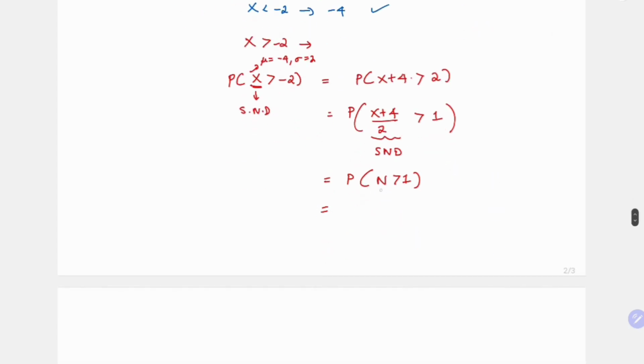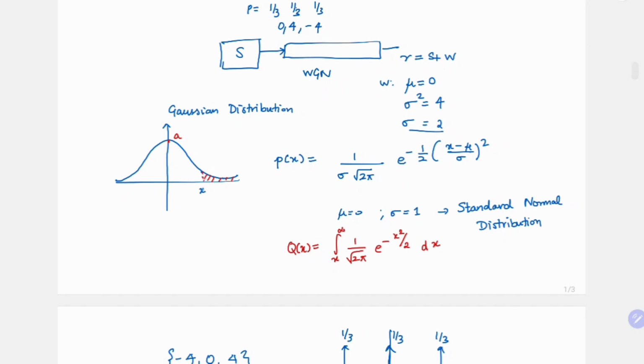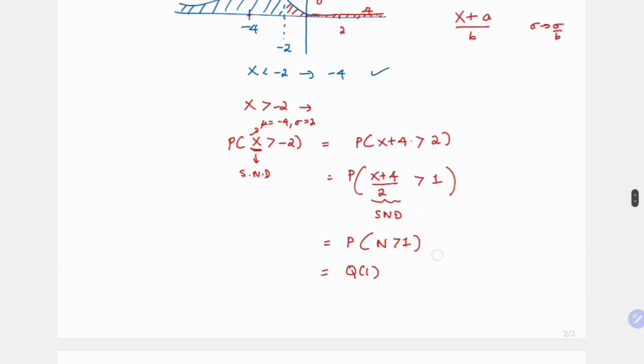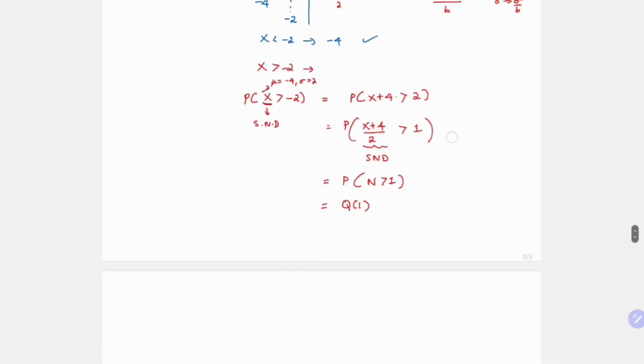Okay, so coming back here, n greater than 1 is nothing but, in your standard normal distribution, this place is going to be 1. So this is the area. So this is nothing but Q of 1, right? So this is equal to Q of 1. So for -4 we have found it. Similarly, we have to find for 0 and 4. So let us quickly do that.